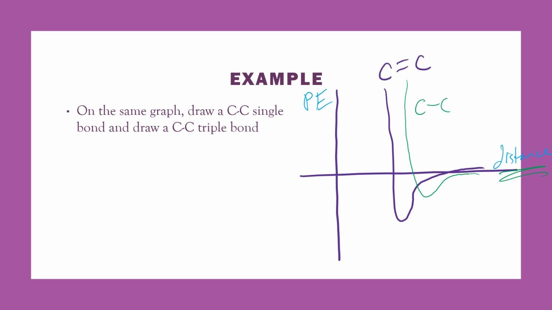Now, let's use red, and we'll draw a triple bond. So the triple bond is the shortest, so its dip will be lower and further to the left than the other ones. So it's a shorter bond, but it's stronger as well, so it will have that lower potential energy there. And so let's go ahead and label that carbon-carbon triple bond.